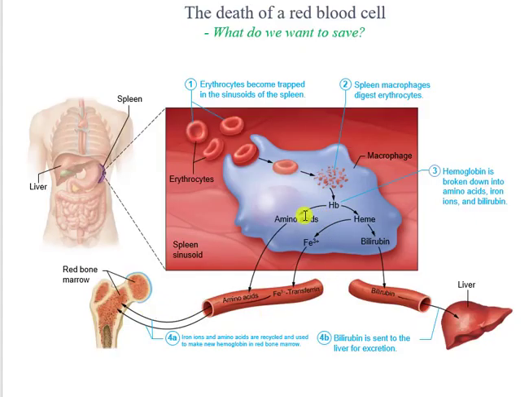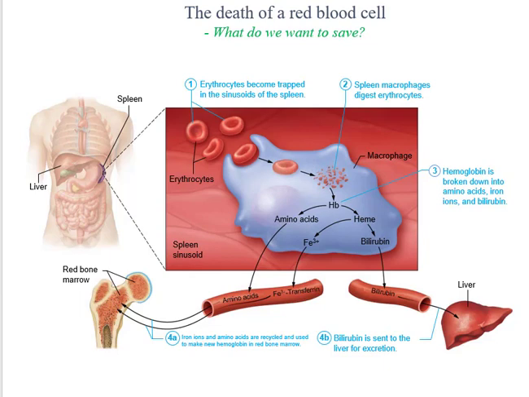So what do we do with the amino acids? Well, we take the amino acids and we break them down. We take the protein, break it down into amino acids, dump them back into blood, which eventually makes its way back into the bone marrow, and we will recycle them. Remember, these amino acids are just building blocks.